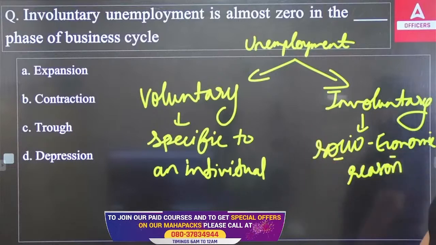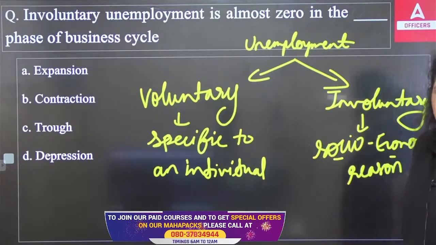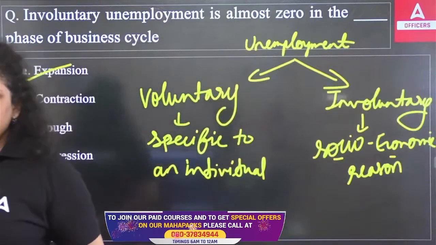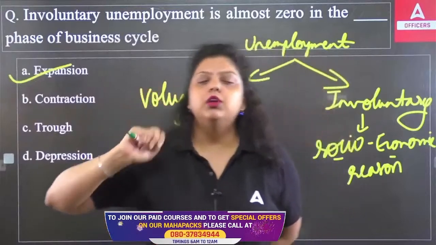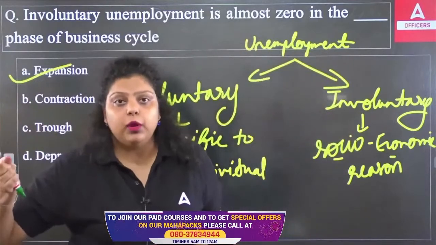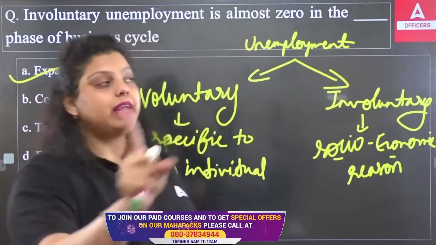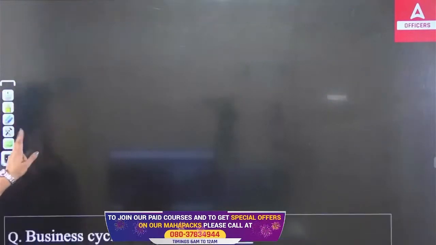Now voluntary simply means specific to an individual person. Involuntary, socio-economic reason. Voluntary, specific to an individual. Clear? Now, in which phase will you find zero involuntary unemployment? That is the expansion phase, because in the expansion phase the economy is rising. When the economy is rising, why would you find socio-economic reasons for not getting employed? So the right answer is expansion. In expansion, you will find minimum or almost zero involuntary unemployment. Okay, the right answer is A.